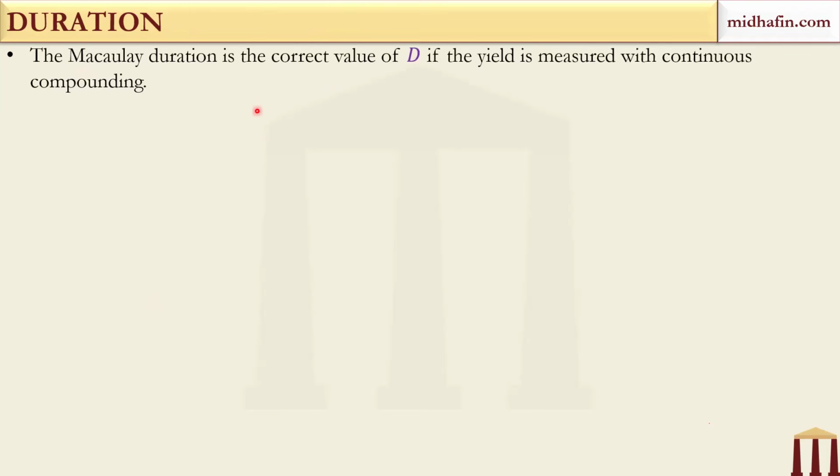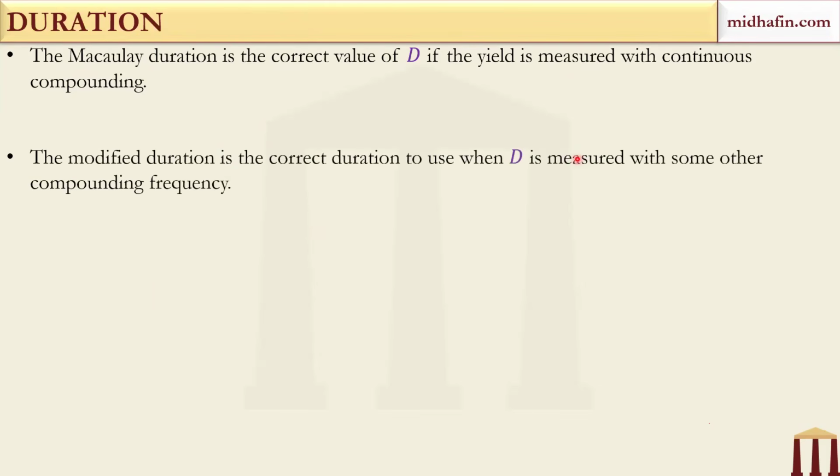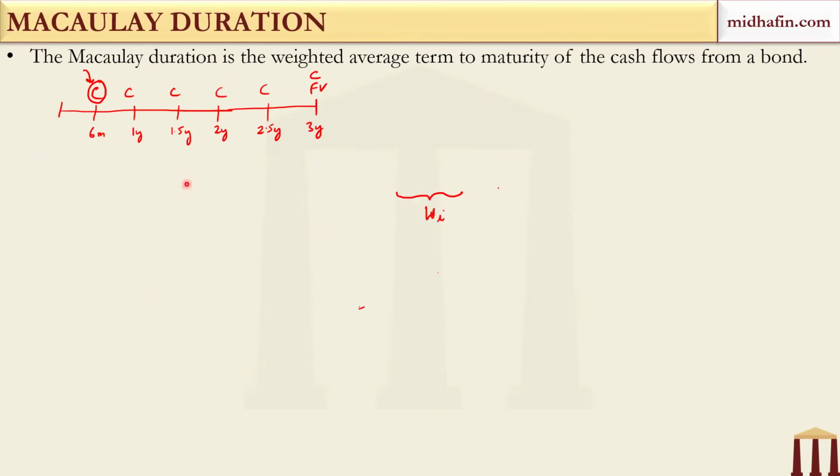What is the Macaulay duration? Macaulay duration is the correct value of duration if yield is measured with continuous compounding. But if yield is measured with some other compounding frequency, then modified duration is better. Okay. Now, what is Macaulay duration? Macaulay duration is the weighted average term to maturity of the cash flows from a bond. So if these are the cash flows, let's say for a 3-year bond, for example, this is the timeline which is given.